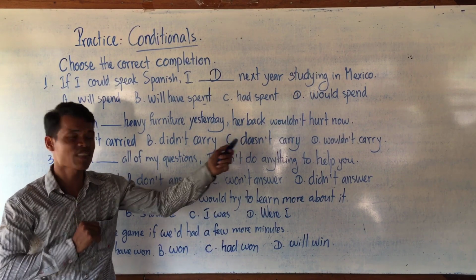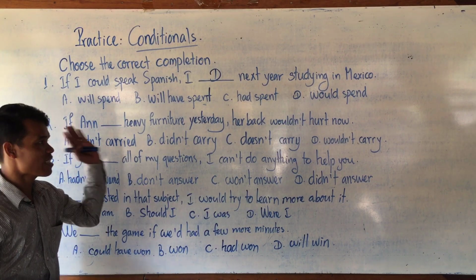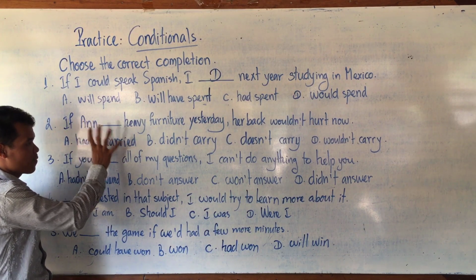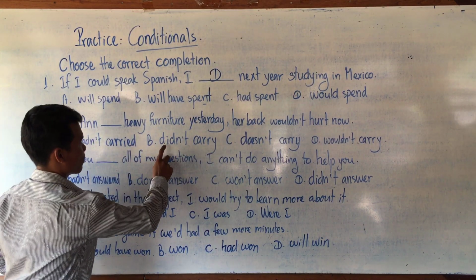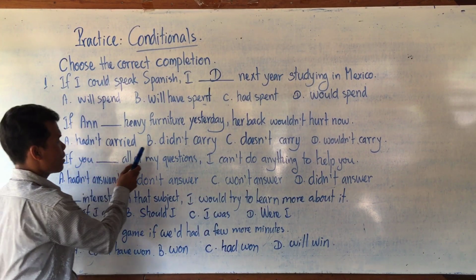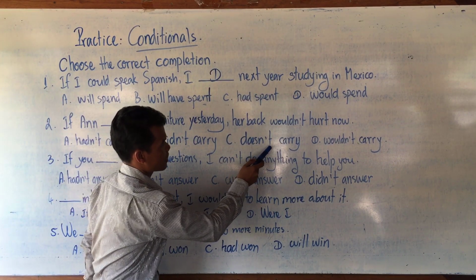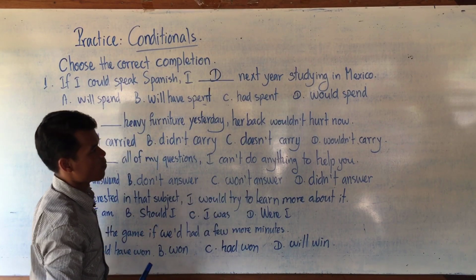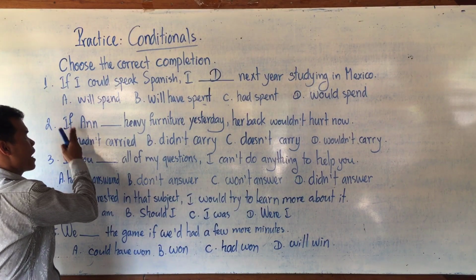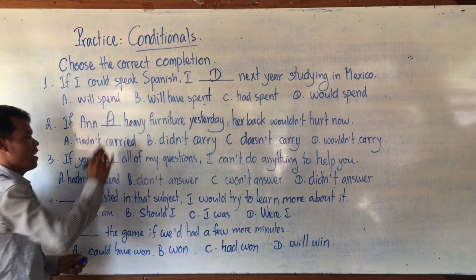Second. So it means that this conditional is mixed conditional, third and second. So if third, had plus past participle. B, C, D have no had at all. A, had carried. B, didn't carry. C, doesn't carry. D, won't carry. So if third conditional, it starts from if plus subject plus had plus verb past participle. So the answer is letter A.